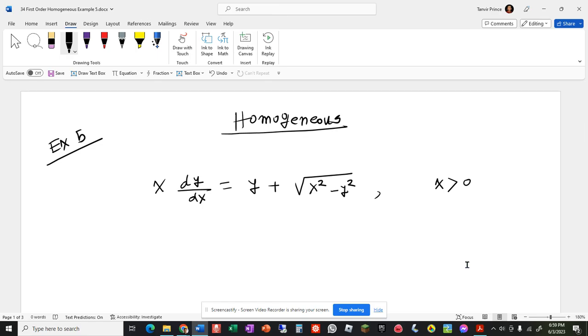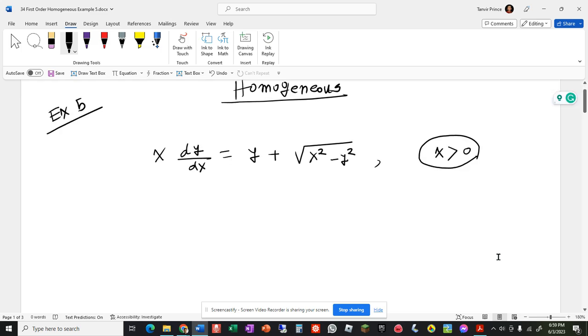So here the question is x times dy/dx equals y plus the square root of x squared minus y squared. And we're interested in the domain x is bigger than 0. Okay, very good. So the first step is to solve for dy/dx. You can divide both sides by x. So I get y over x plus the square root of x squared minus y squared, over x.